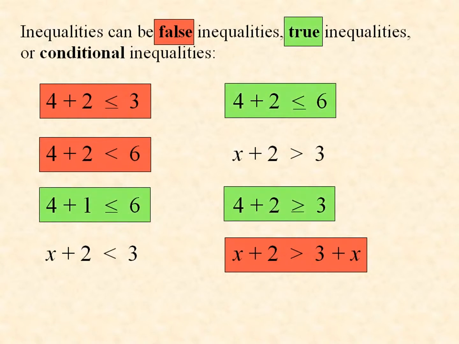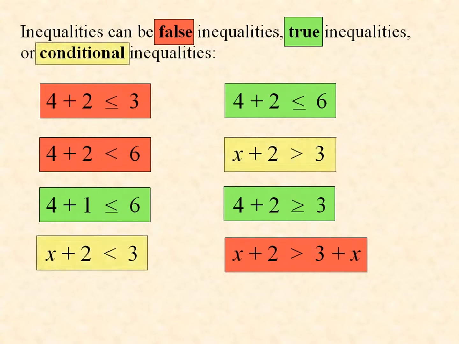Those highlighted in green are true. In the upper right, we have 4 plus 2 is less than or equal to 6. 6 is equal to 6, so it happens to be true because it has a less than or equal in it. And the inequalities highlighted in yellow are conditional because they depend on what x is.